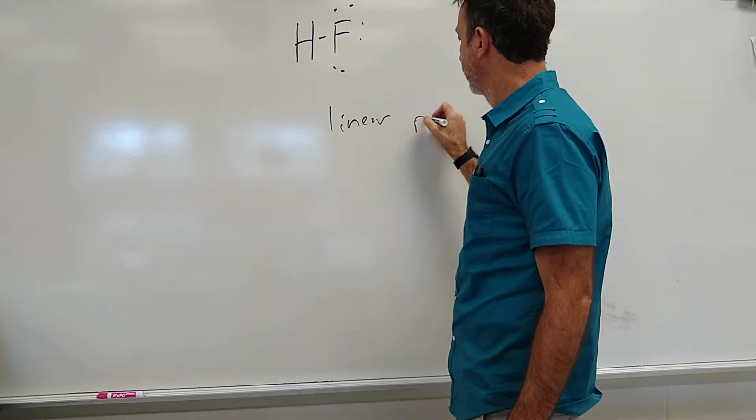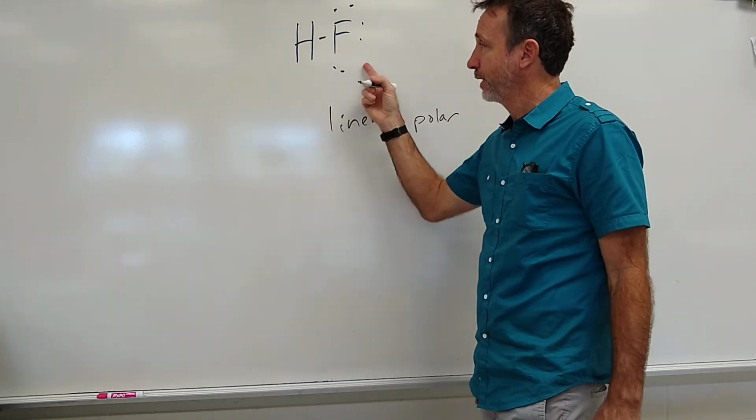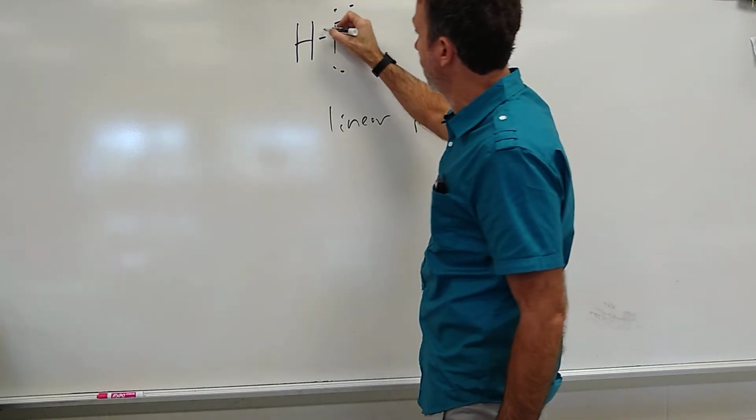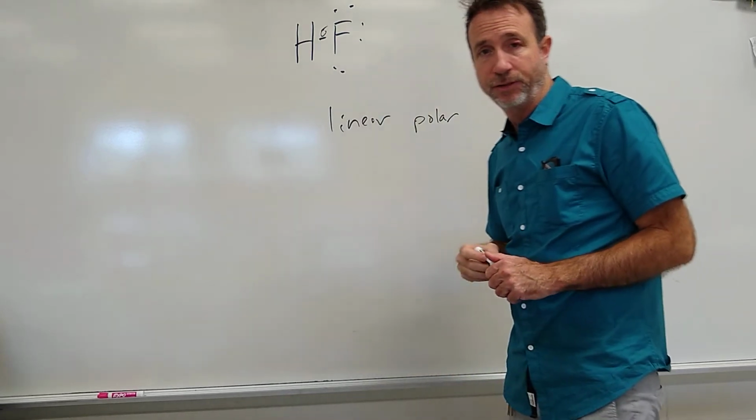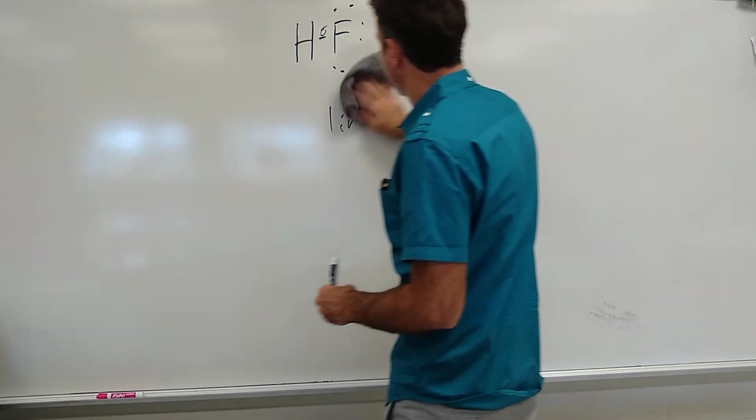It's also polar, right? So this is linear. It's polar. It's got 2 different ends, and then you can just label that bond right there if you wanted to as a sigma bond, and you'd be done. That'd be all the stuff you could do with it.